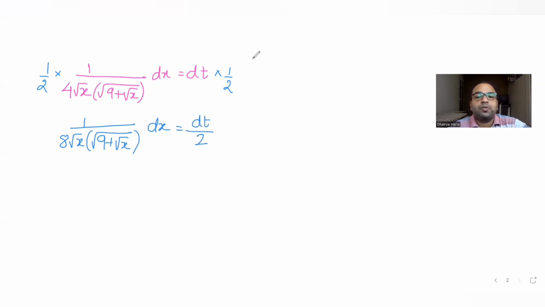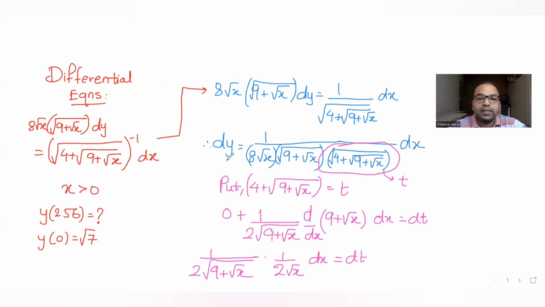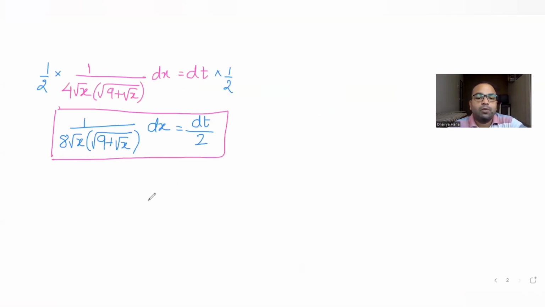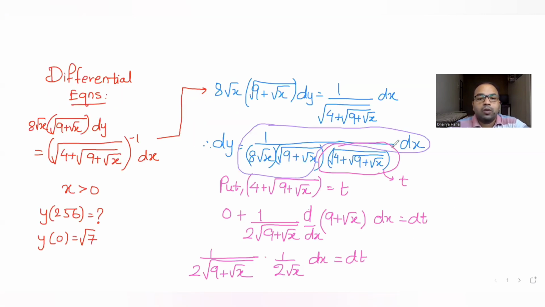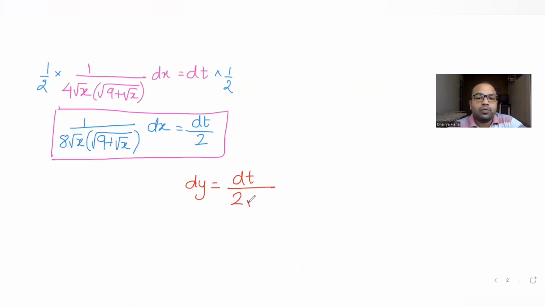Now if I substitute whatever I have got in the expression from the previous page, we already know that 1 upon 8√x √(9+√x) dx is equal to dt by 2. So my equation entirely becomes dy is equal to dt by 2, and 4 plus √(9+√x) we have taken as t, so the root of that entire thing becomes root t. So we get it as root t.